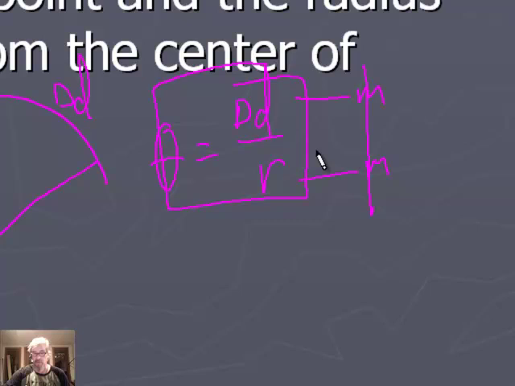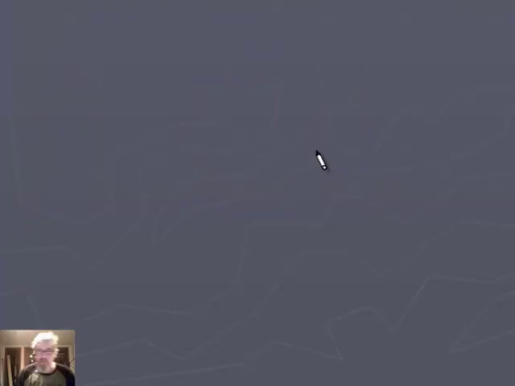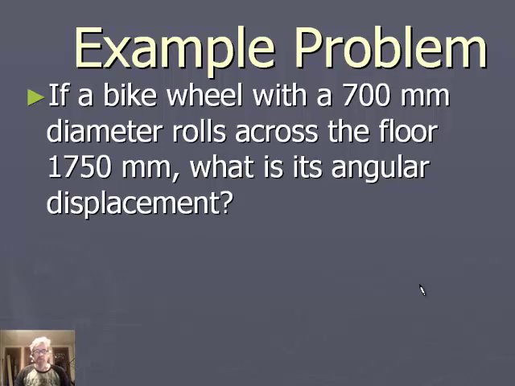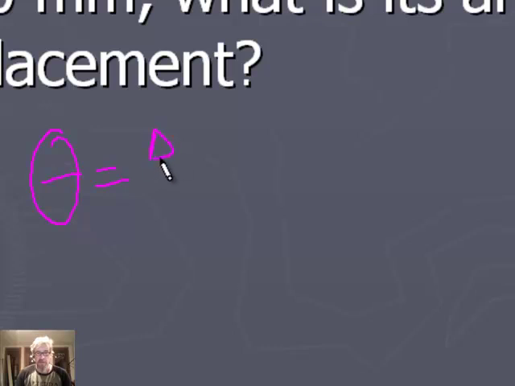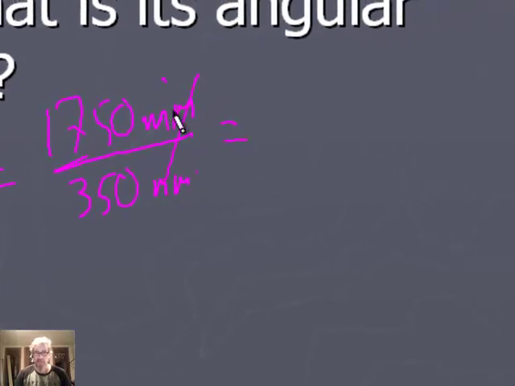Well, here's an example problem that we can solve. A bike wheel with a 700 millimeter diameter rolls across the floor 1750 millimeters. What's its angular displacement? Well, by definition, angular displacement in radians is delta d divided by r. So we know that it's going 1750 millimeters. That's delta d. And the radius is going to be half of the diameter. It's 700 millimeters in diameter, so that would give us a radius of 350 millimeters. And once again, the units cancel out just like we'd expect. And the answer that you get is 5. This has gone through 5 radians.